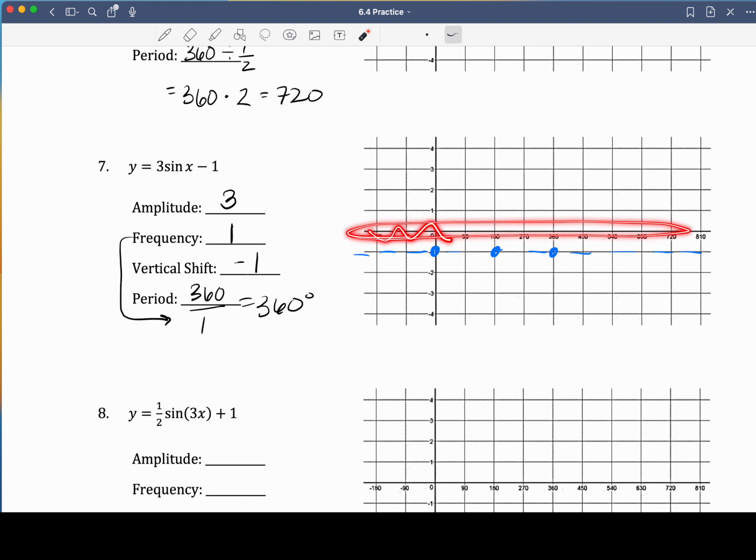We discredit this x-axis anymore. We've moved away from it. So we're going to go up 1, 2, 3. And then between 180 and 360, we're going to go down 3. And so you can see that we've moved our whole graph down, and we've made it stretch out taller.